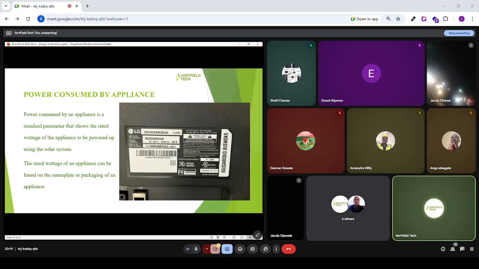On my screen, for those of you who can see it clearly, this is a typical example of a nameplate. I don't know who can see the screen clearly. Who can tell me the energy consumed by this LG appliance? This is an LG appliance nameplate. Who can tell me the power consumed by this LG appliance, please?